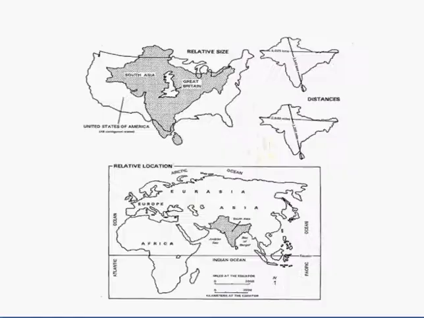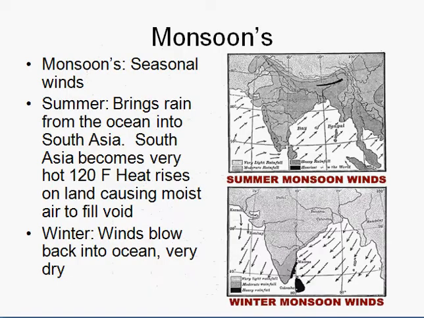Talking about size, South Asia is about half the United States. You can get a good idea here. India is a little bit more than the size of Texas, but keep in mind one-fifth of the population of the world is located in this region, so you can get a good idea that the population density is pretty intense.